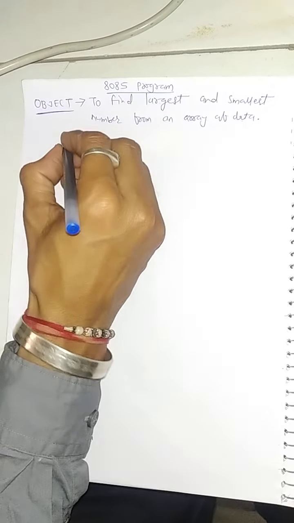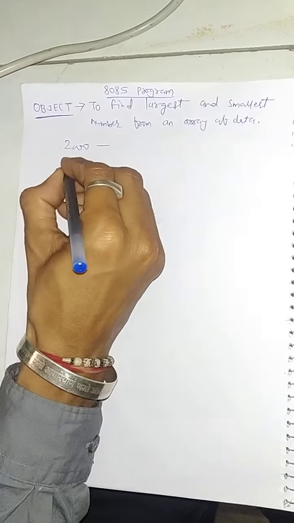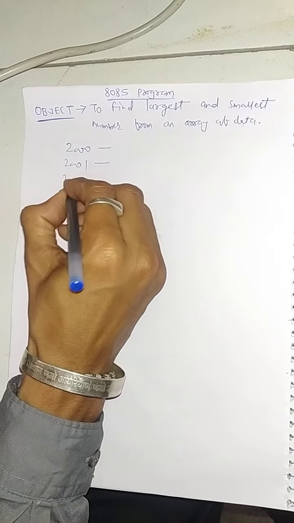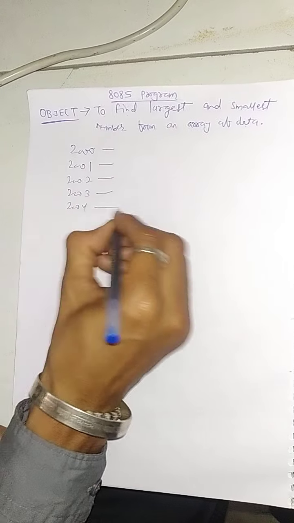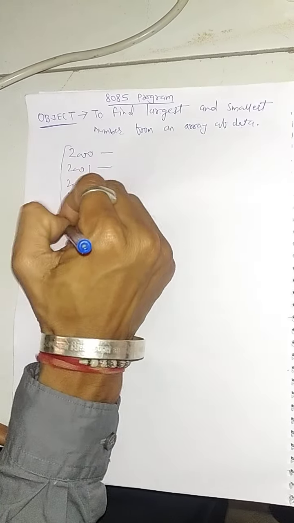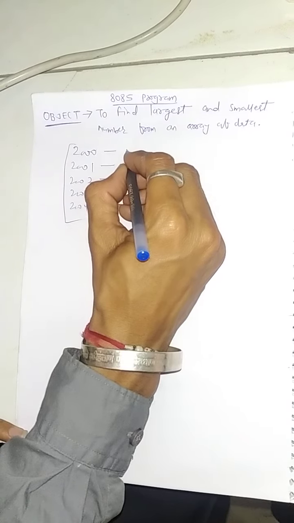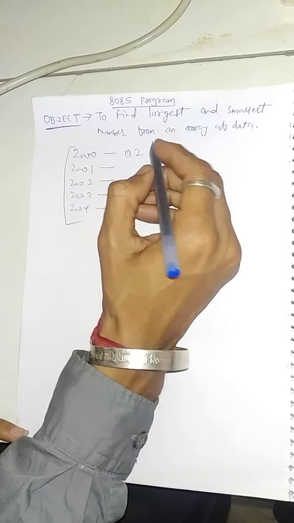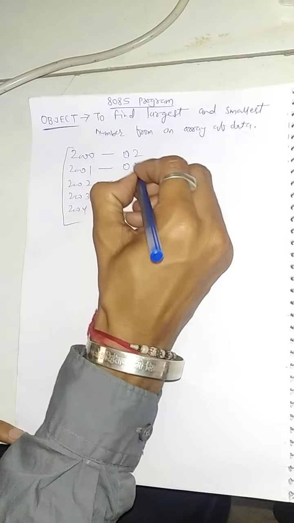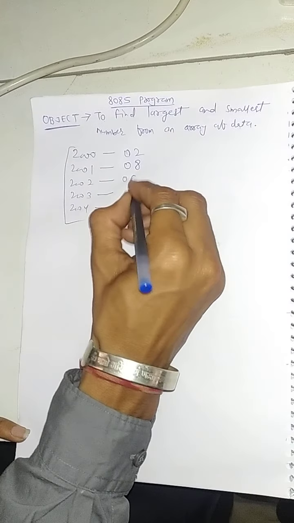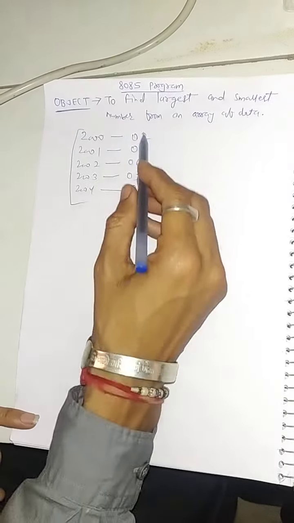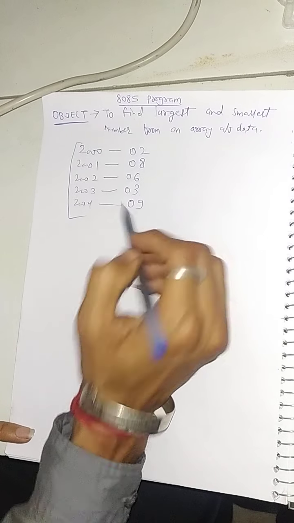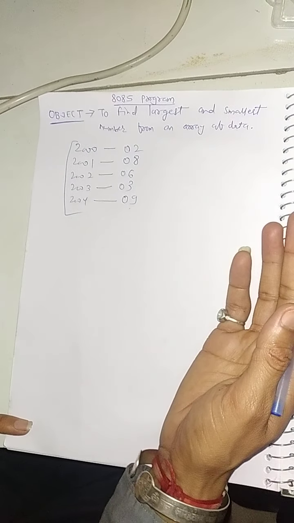Let's suppose we have an array of data. Let's suppose the addresses are 2000, 2001, 2002, 2003, 2004. And let's suppose I have 5 data at 5 different addresses, and the data is 2, 8, 6, 3 and 9. Okay, so how can we find the largest number, or the smallest number?